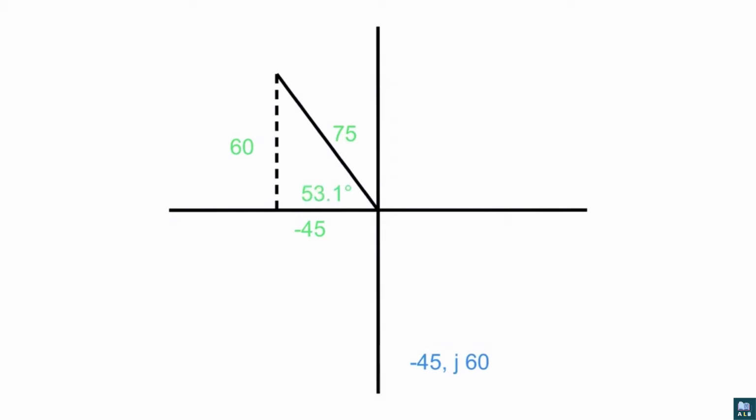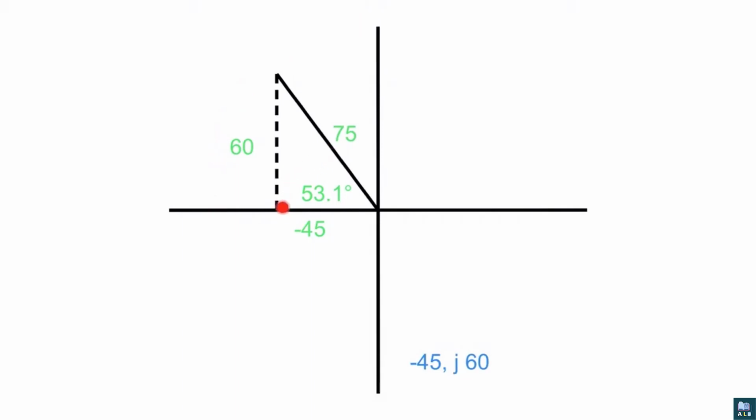And that gives me 53.1 degrees. So now I've got all the sides and the angle here. Now, if I was going with polar form, I could say 75, but I cannot say at 53.1 degrees, because we need to look at which quadrant we are in. We are in quadrant number 2, which means that our angle has to be anywhere between 90 and 180 degrees.